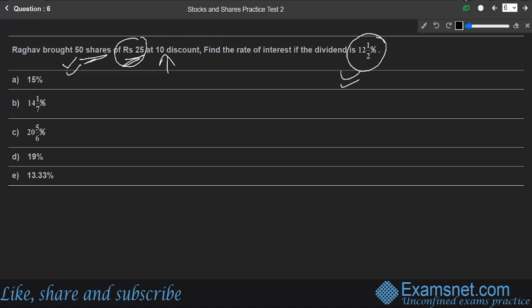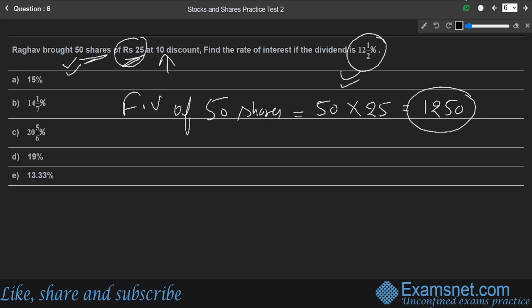So the face value is 25. So what is the face value of all the shares? That is 50 shares. We need to find out that is nothing but 50 into share face value of each share, that is 25, which gives you rupees 1250. So this is the total face value of 50 shares, 1250. Now let us find out the annual income.